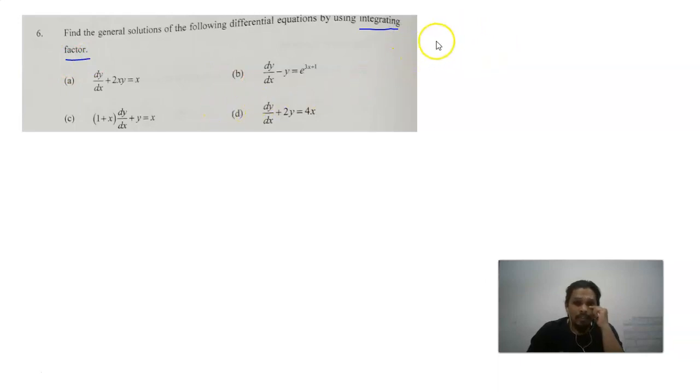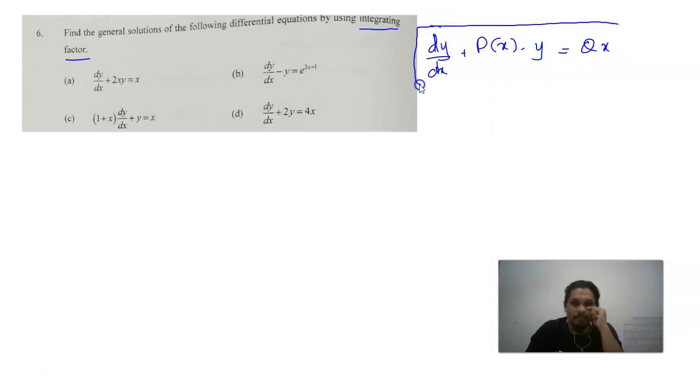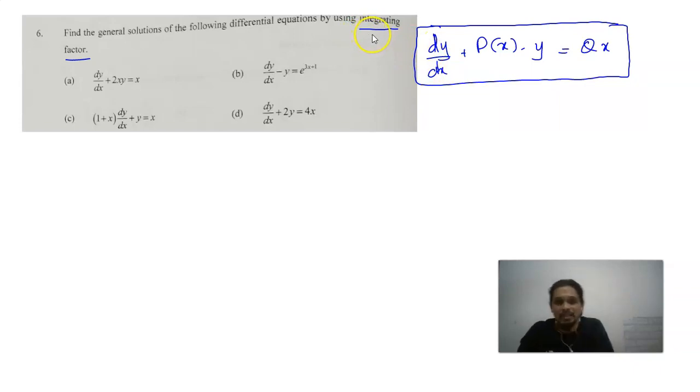Before we continue with the questions, this is the general form of the equation: dy/dx plus P(x) times y equals Q(x). This is the form that we must get. For every single question A, B, C, and D, make sure that we get into this form first before we start labeling P(x) and Q(x). Make sure that the coefficient of dy/dx equals 1.